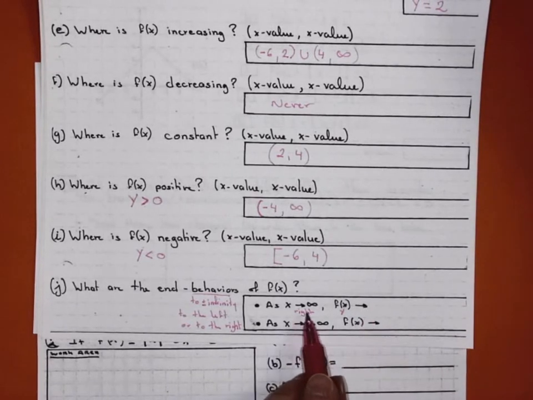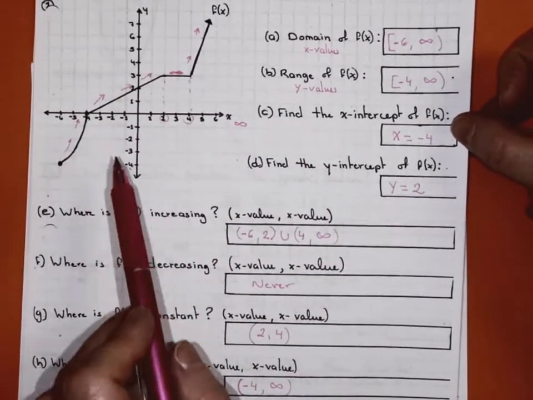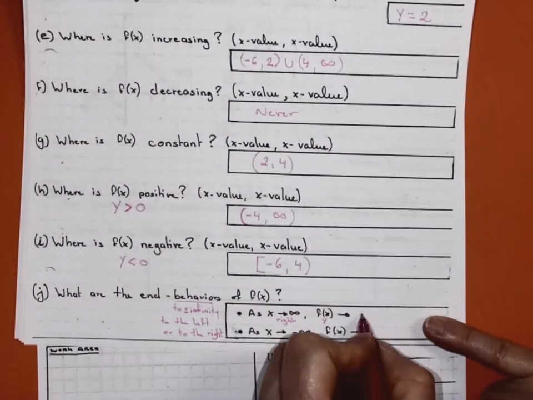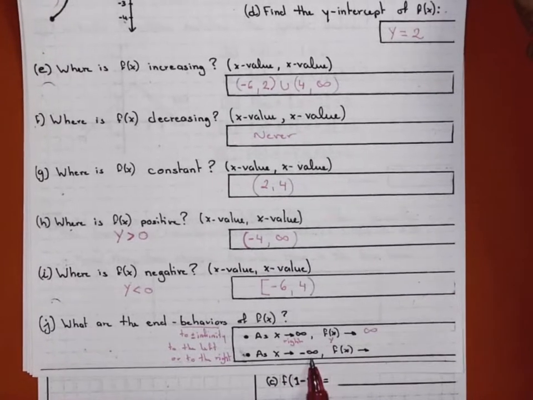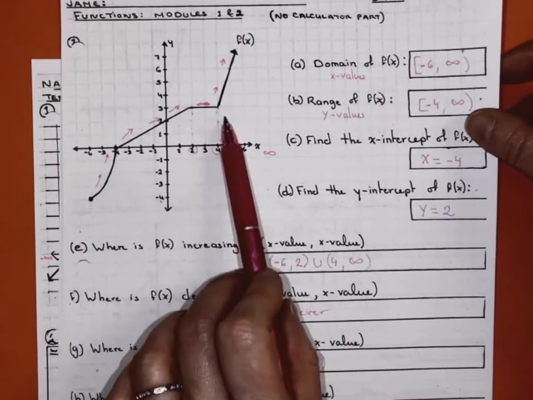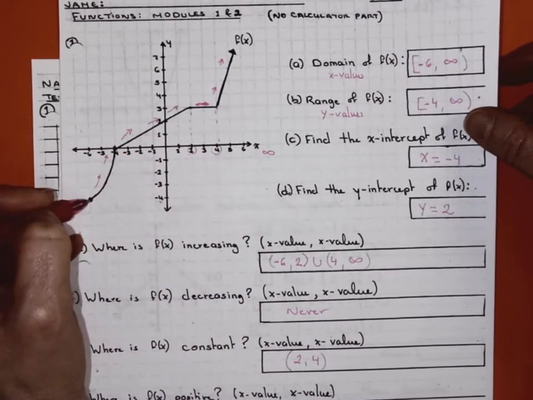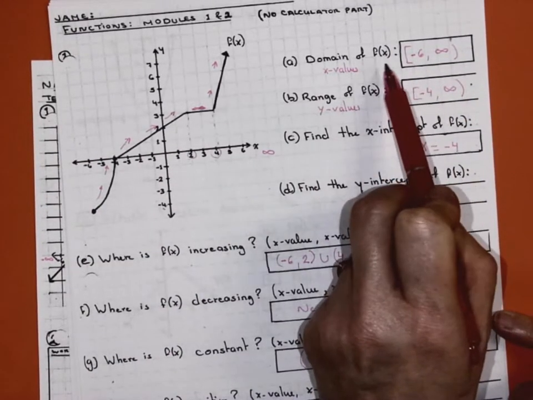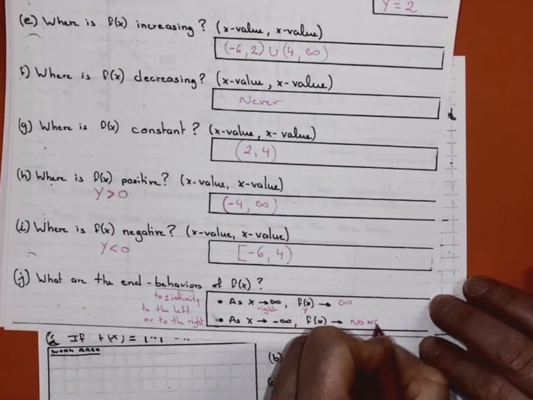So as x goes to the right, so as I'm moving to the right, what are my y values doing? They're going up to infinity, right? So that would be up to infinity. And when you do the other side, as x goes to negative infinity, what are my y values doing? Trouble, we are not going to negative infinity, right? Our domain stops at negative 6. We are never going to negative infinity here. So we would say none. There is no end behavior on the left.